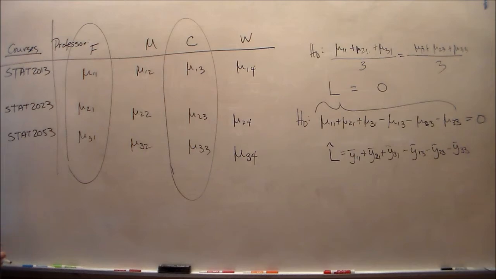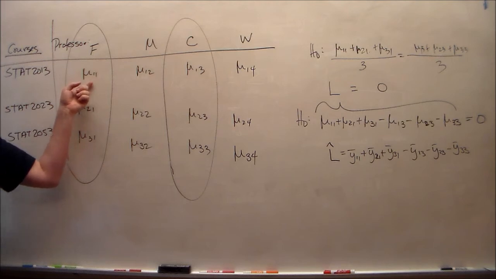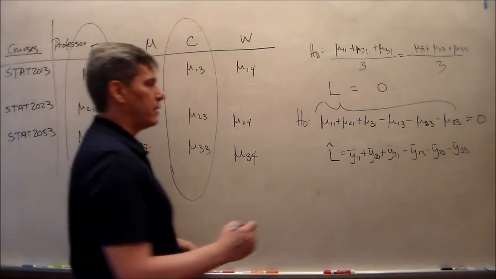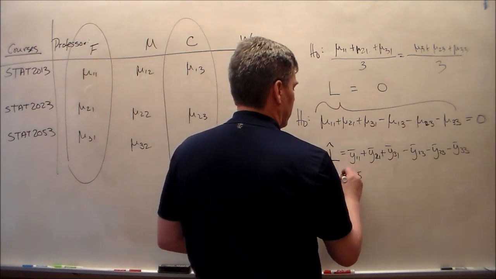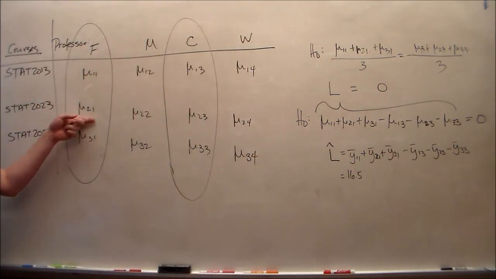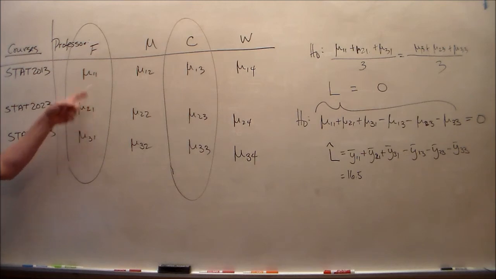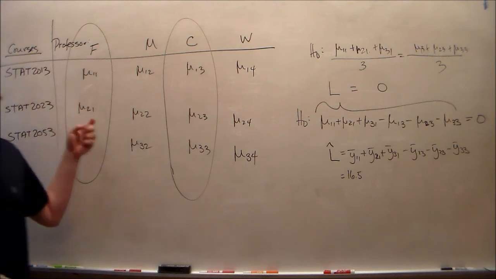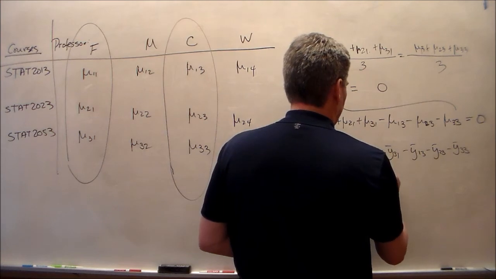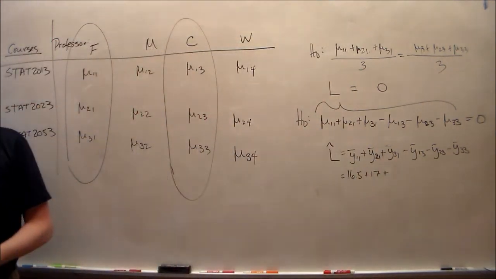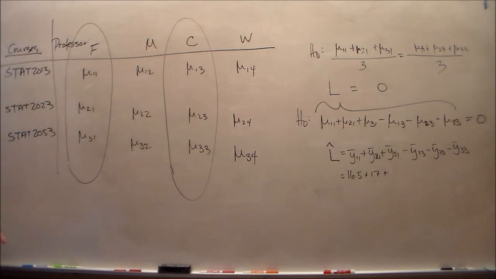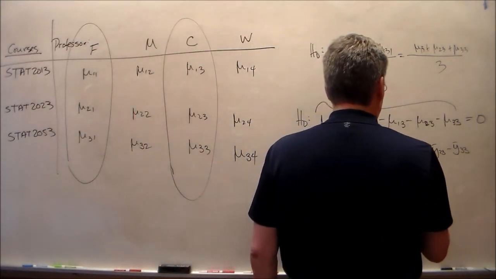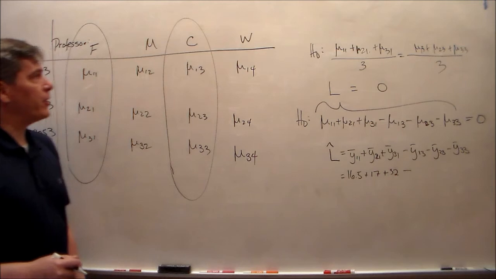So what we observe for y bar 1-1, which is Forsberg 2013, is just 15 plus 18 over 2, which is 16.5. For y bar 2-1, that's going to be the average in cell for Forsberg in stat 2023. That's going to be 15 plus 19 over 2, which is 17. For y bar 3-1, it's going to be the average for Forsberg in stat 2053, which is 31 plus 33 over 2, which is 32. Now we'll do the same thing for the Cheney data.